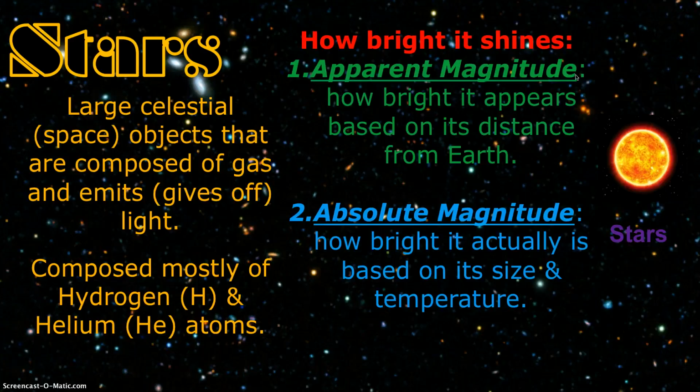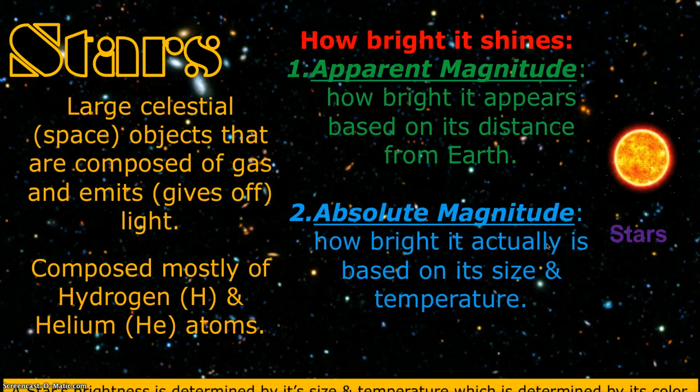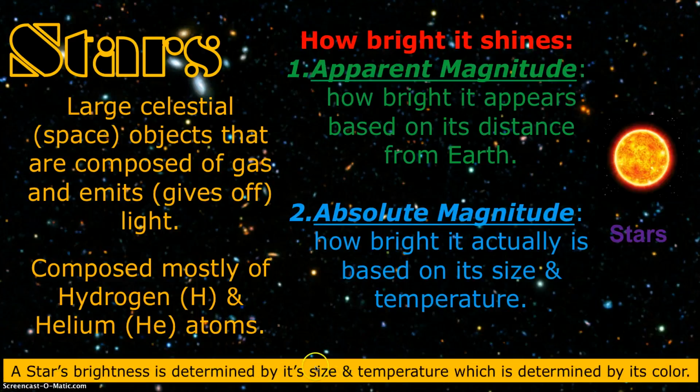If I were to take the sun and several other stars and bring them all the same distance away from the Earth, then the sun may not seem very bright after all. At that time, we would be comparing the star's absolute magnitude, or how bright the star actually is. And the star's absolute magnitude is going to be based on its size and temperature. The larger a star is, the brighter it's going to shine. The hotter a star's temperature, the brighter it's going to shine. And we can determine a star's temperature by its color. So the color indicates the temperature of the star.